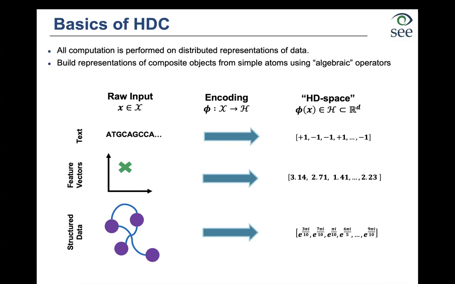Sometimes the encoding function may consist of several different steps. We could have embeddings of individual atoms, like characters or nodes in a graph, that we then compose to form an embedding of the complete structure. But the basic idea is that at the end of the day, what we end up with is a high-dimensional vector that represents whatever our piece of input data is.